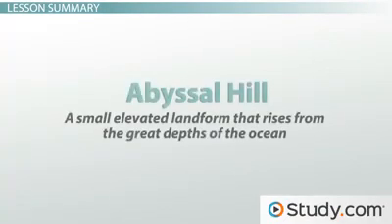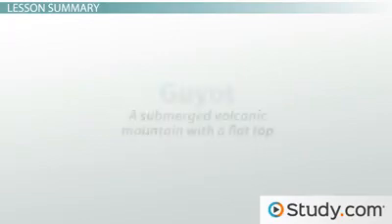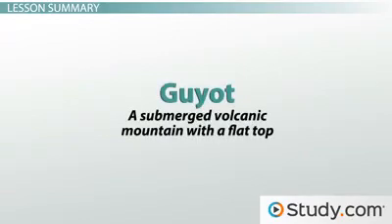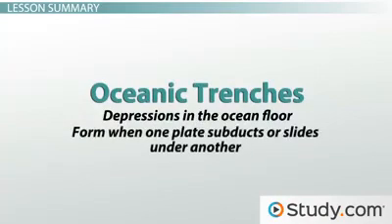An abyssal hill is a small elevated landform that rises from the great depths of the ocean. A seamount is a large submerged volcanic mountain rising from the ocean floor, and a guyot is a submerged volcanic mountain with a flat top. Oceanic trenches are depressions in the ocean floor. Oceanic trenches form when one plate subducts or slides under another.